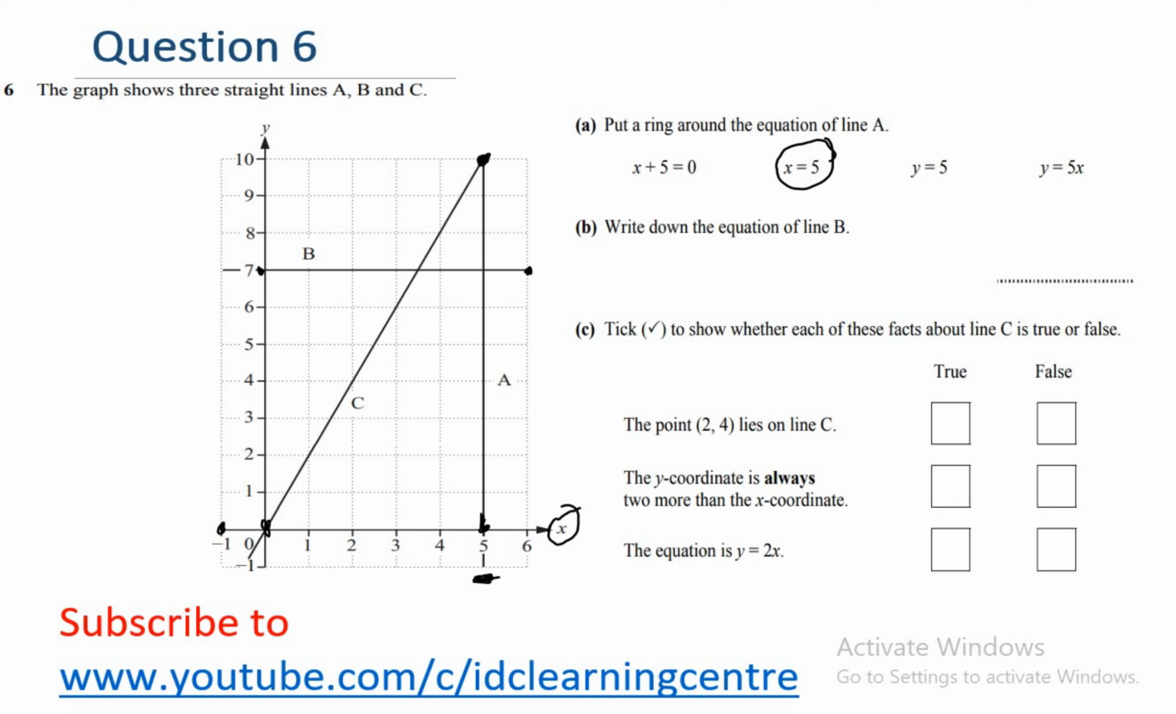Write down the equation of line B. For line B, this is line B, and look at it, it is at 7. So we can say that line B, this line is y, and the 7 is on the vertical, on this y. So the equation of line B is y equals 7, because this is y and this is 7. This is line B on y.